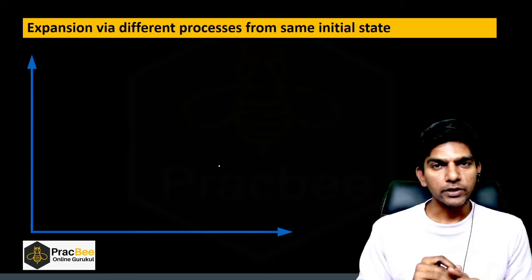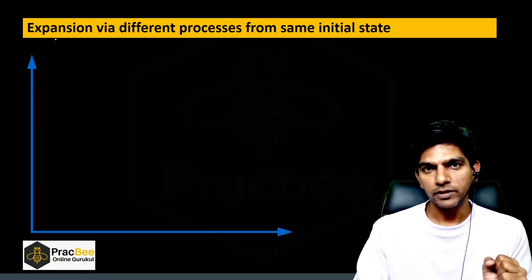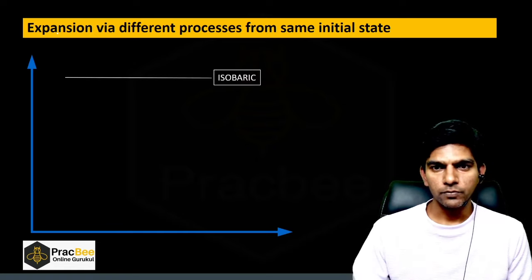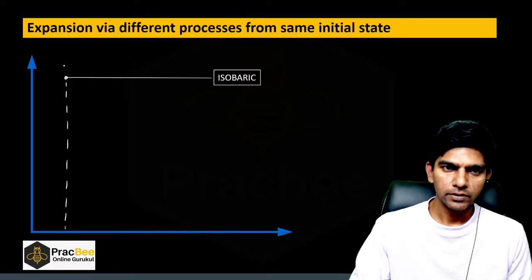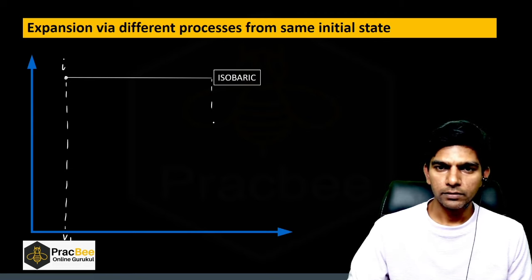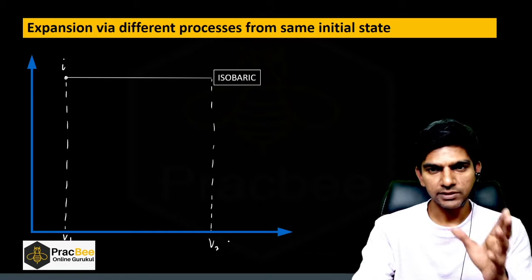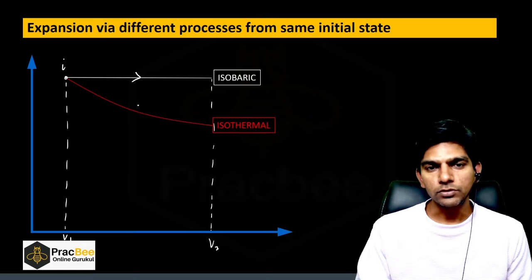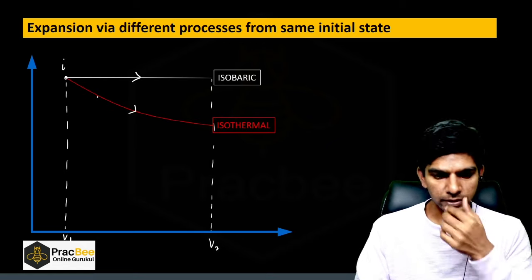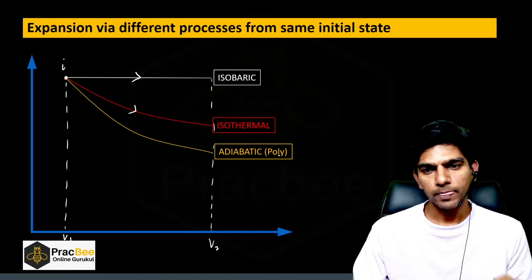Now this is again a very important section, where we will be expanding a gas from the same initial state by different processes. Suppose we have started from this particular state, the initial state, where the initial volume is V1 and the final volume is V2. So we are expanding from V1 to V2. This is the isobaric process, so we are going in this direction. And this is an isothermal expansion. And this is an adiabatic polyatomic gas.